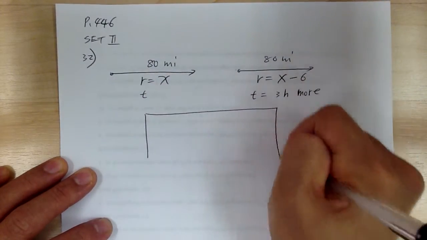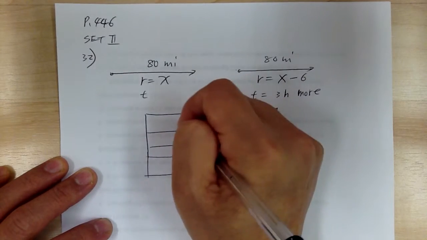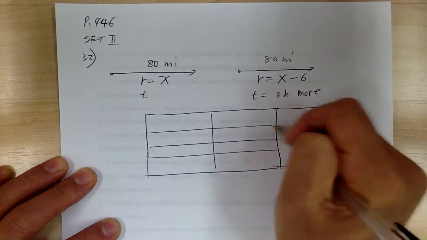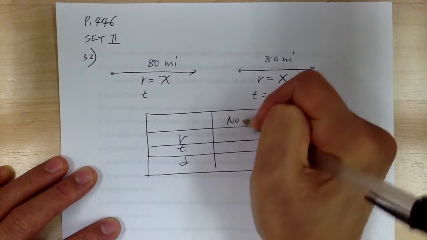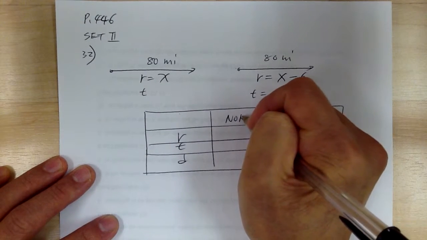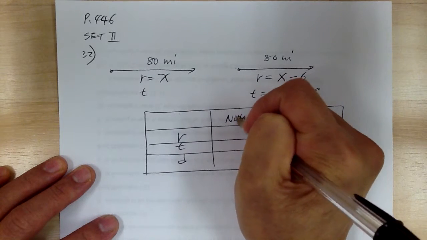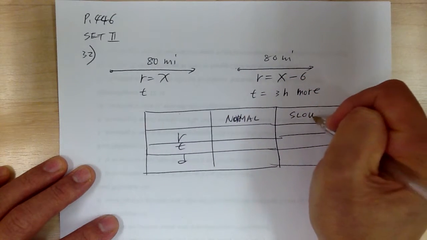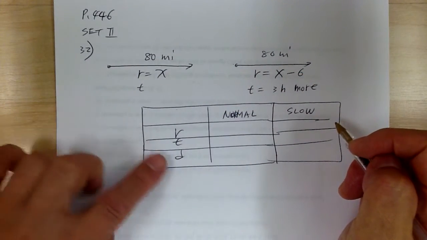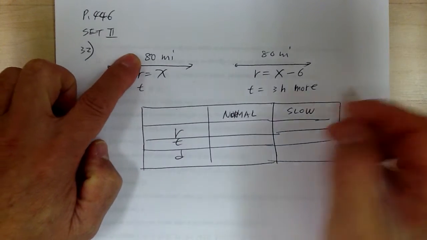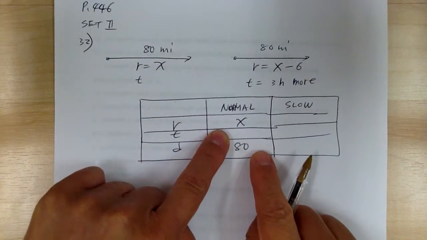So make the table. So it will be R times time equal to distance, and this is the normal speed. Okay, and this will be slow. So again, go and fill in the information. So at a normal speed, the distance is 80, and the rate is x. Now remember what I said, don't put in another variable because it will be too complicated.